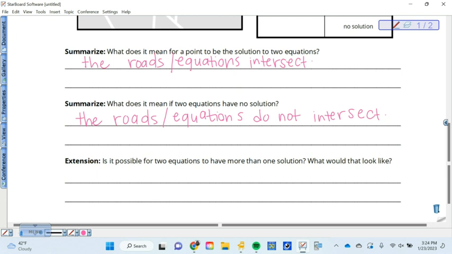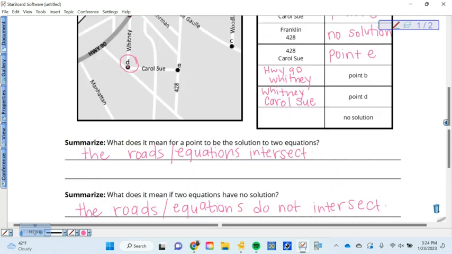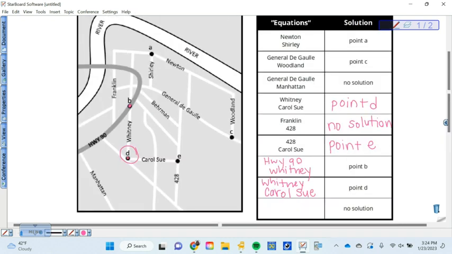Yes? How? Do you see an example of two roads that have more than one solution on the map? Carol Sue and what? So yes, it connects because it connects to Whitney and it connects to whatever street this is and it connects to 428. But think about two roads. So let's say like Whitney and Carol Sue. Is it possible that they could intersect in more than one place? No.